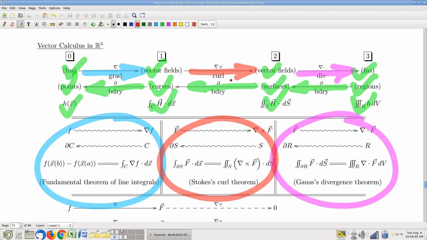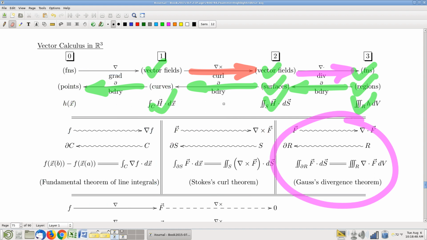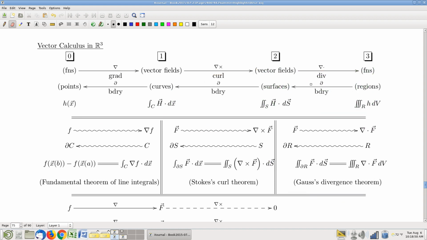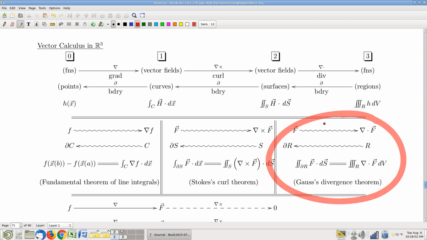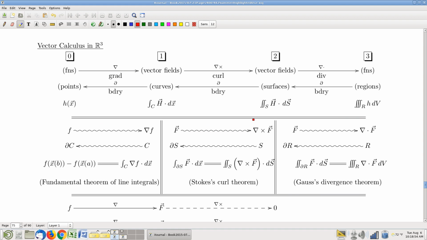And again, the big point to all this is that the patterns are strong. Very strong patterns. The diagram chase that is Gauss's divergence theorem is the exact same diagram chase on here. Okay. All right. Now I want to draw the diagram chase that is path independence.